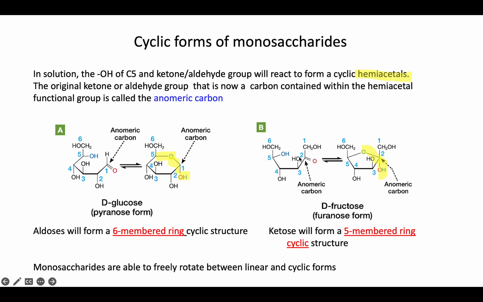Now ketoses, a very similar type of reaction will happen. Again, the hydroxyl group at carbon number 5 will react with the ketone group, so that double bonded oxygen, to form the hemiacetal structure, forming what we call the anomeric carbon. And with ketoses, they will form a 5-membered ring. Now with monosaccharides, this cyclization is a reversible process, so they are freely able to rotate between the linear form and the cyclic form.